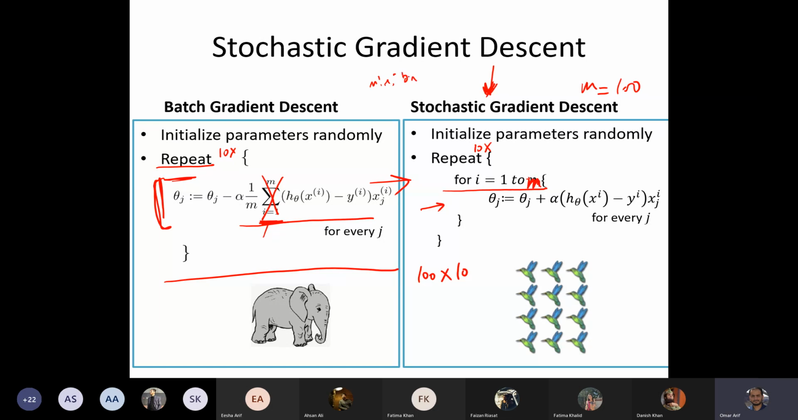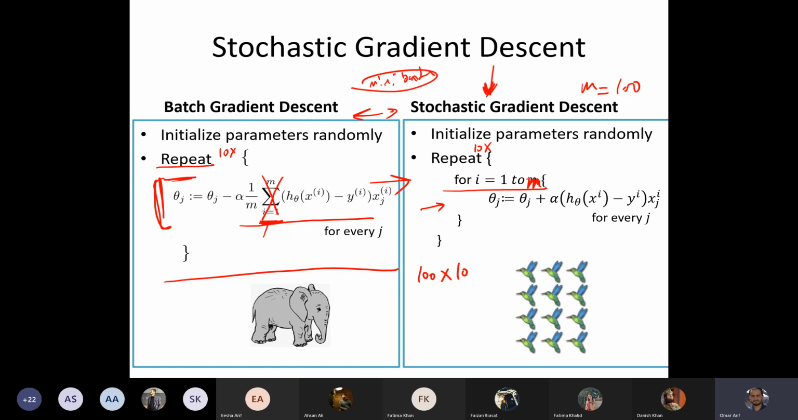Mini batch is in between stochastic gradient descent and batch gradient descent, where we do not update for each example, but we do it for maybe 10 examples at a time. If you have 100 examples, we will be doing the update after each 10th example by summing the gradient values for 10 examples, then updating and moving on to the next. But that we will cover later on.